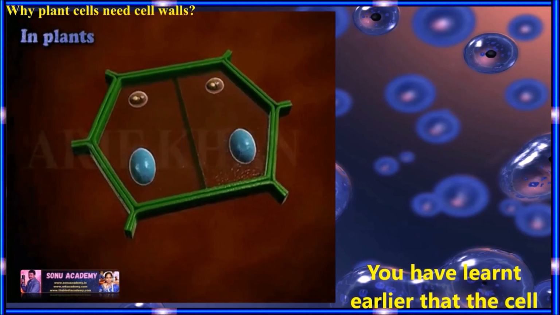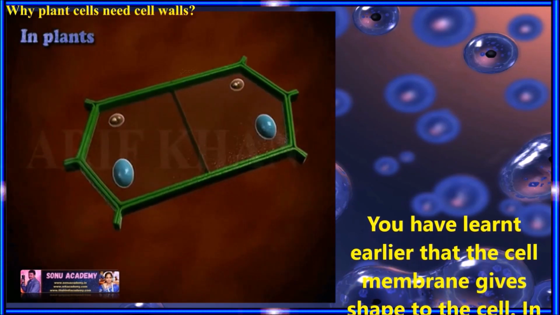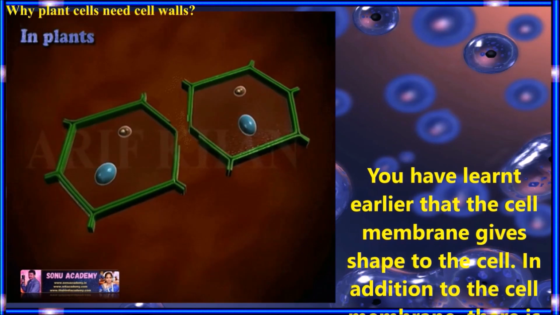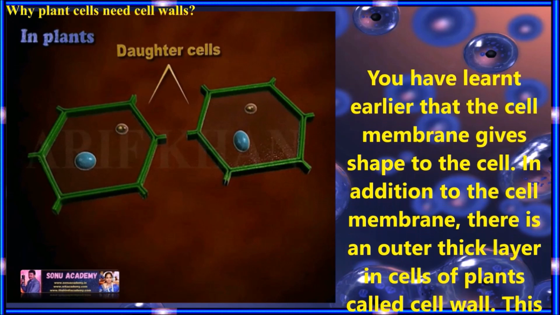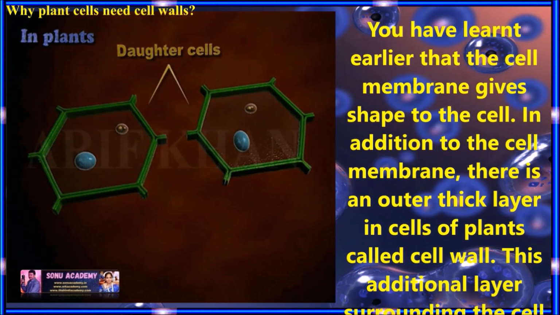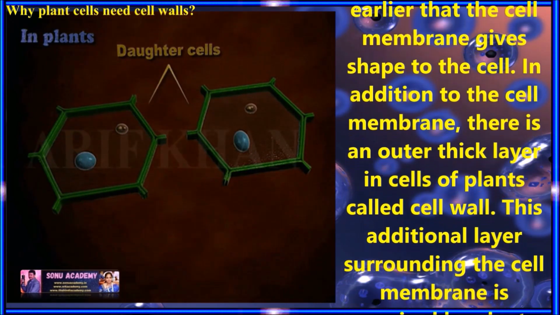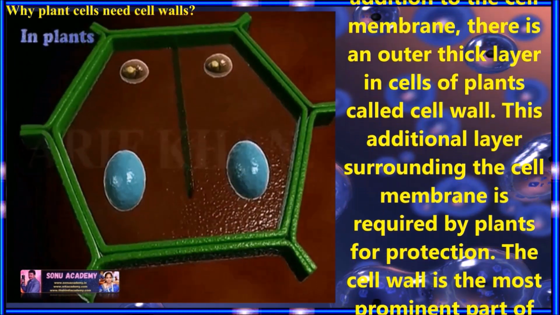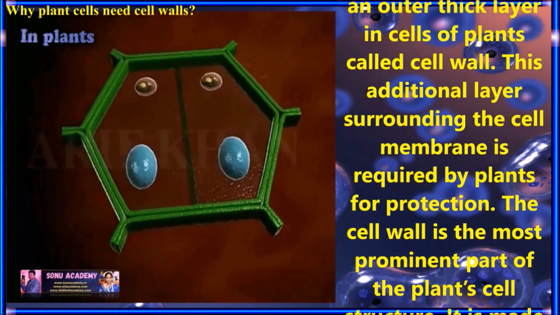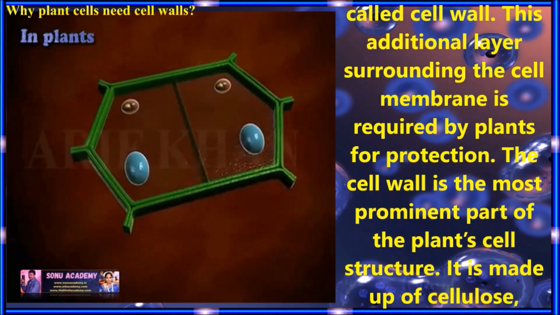Children, do you want to know why plant cells need cell wall? Yes, let us study in detail. You have learnt earlier that the cell membrane gives shape to the cell. In addition to the cell membrane, there is an outer thick layer in cells of plants called cell wall. This additional layer surrounding the cell membrane is required by plants for protection.